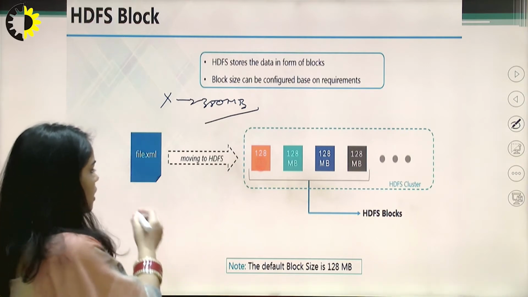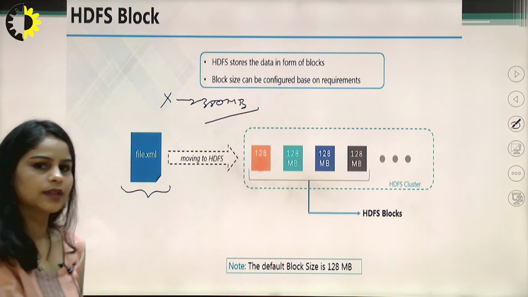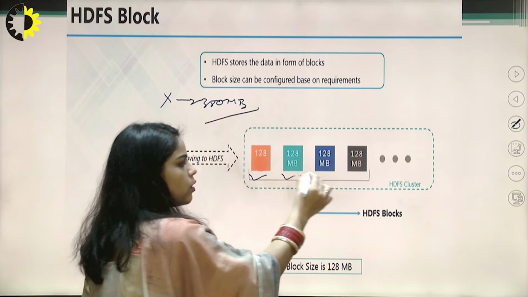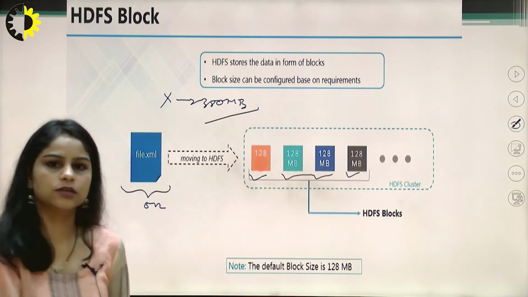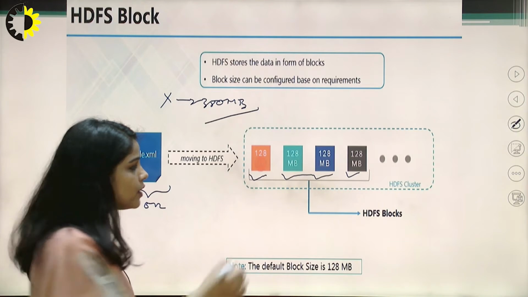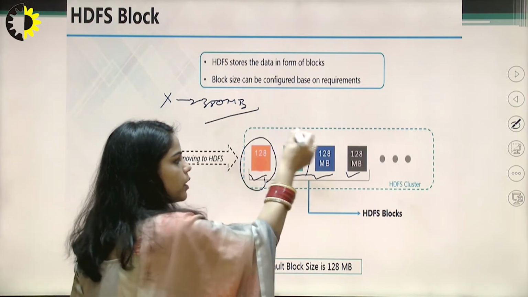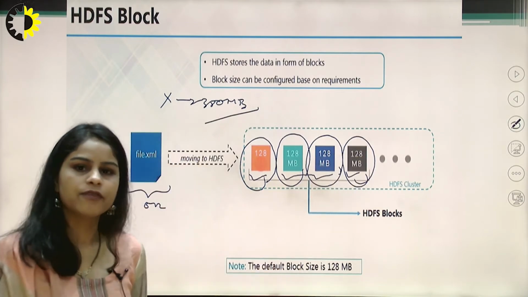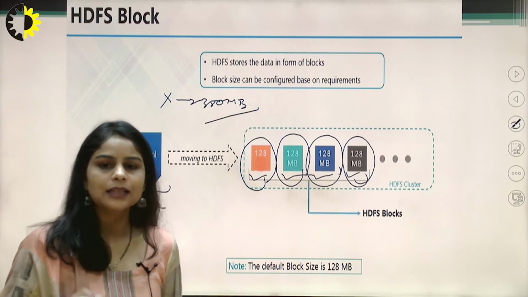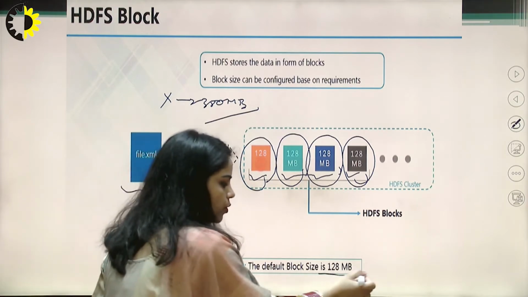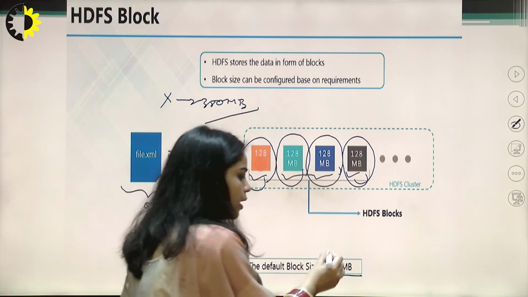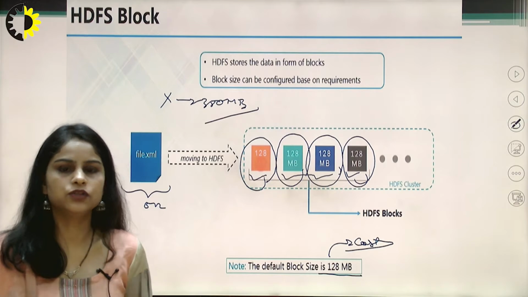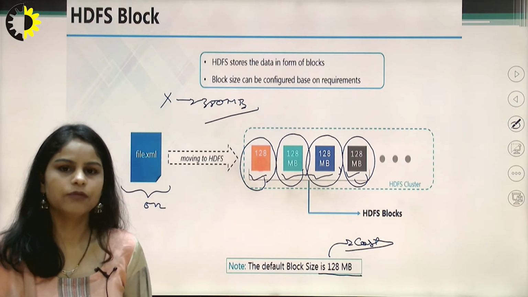So, you can see if I have a file, let's say of size 512 MB, we will have 4 different chunks of 128 MB. And how do we decide that they will be divided into only 128 MB chunks? Because the default block size of HDFS is 128 MB, which can be customized as well. It can be changed, we can configure this size.